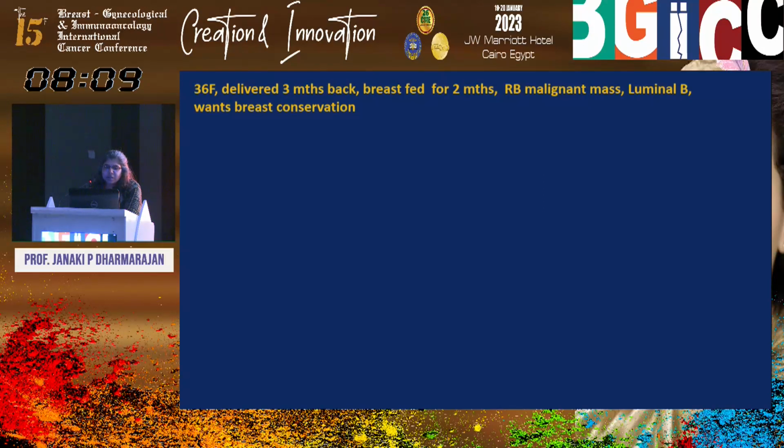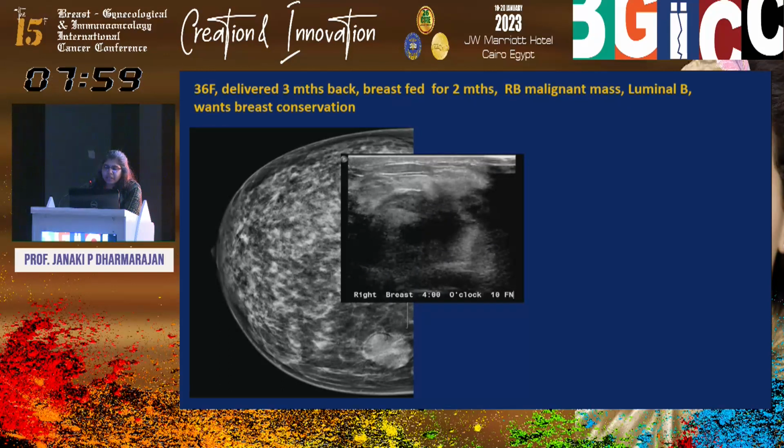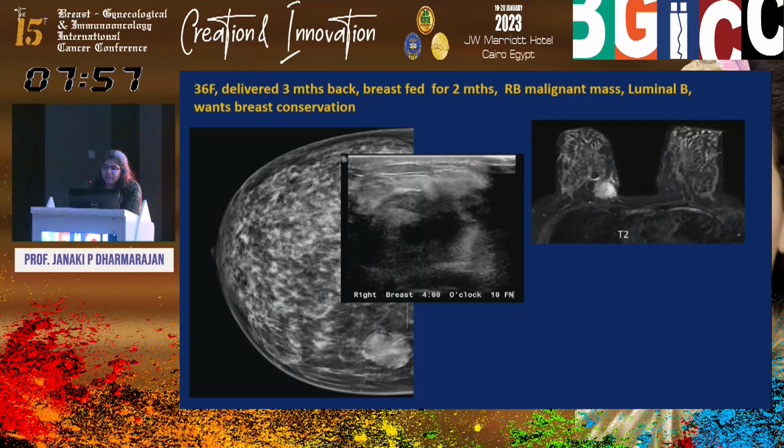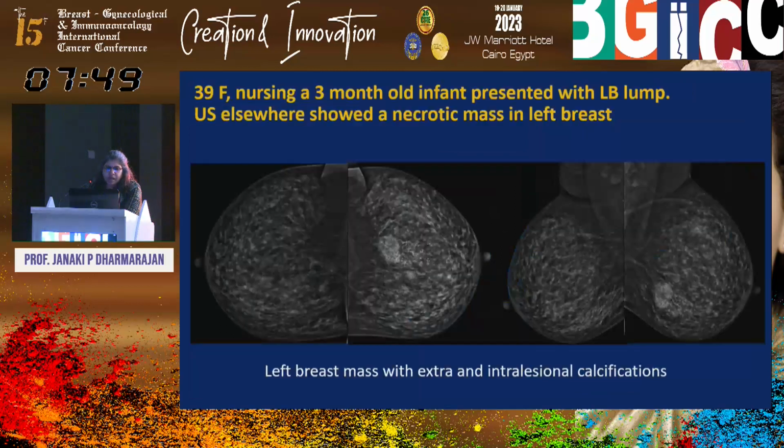This was a 36-year-old lady who delivered 3 months back, and she had a right breast biopsy-proven malignant mass, and she wanted breast conservation. It was a mammographically dense breast and a necrotic mass, and since we were planning a conservation, we went ahead with an MRI breast. And again, it showed a unifocal, necrotic mass, so she went ahead with a breast conservation.